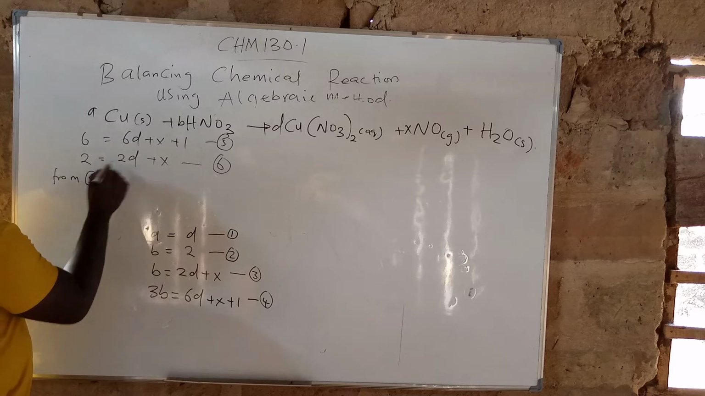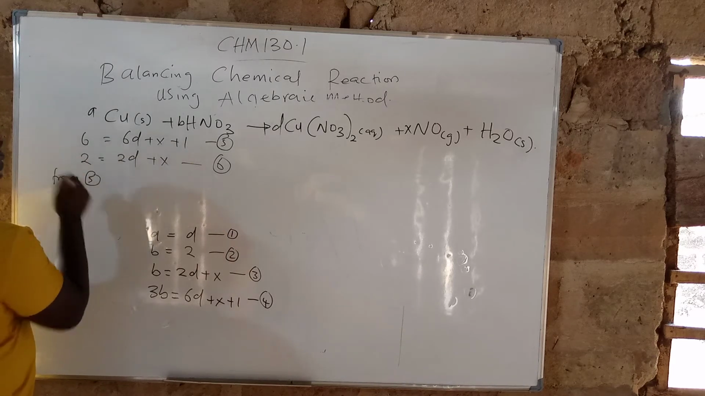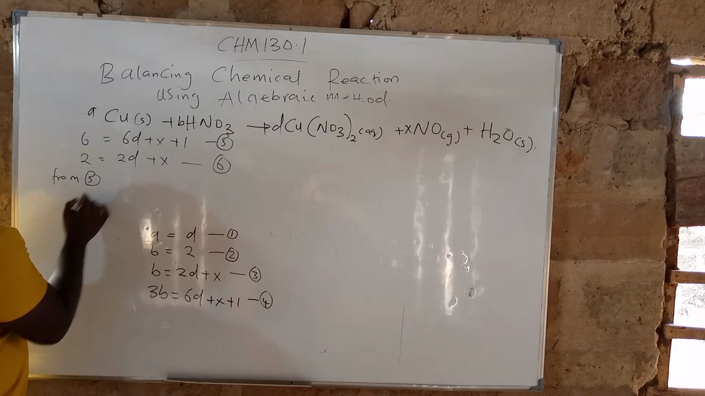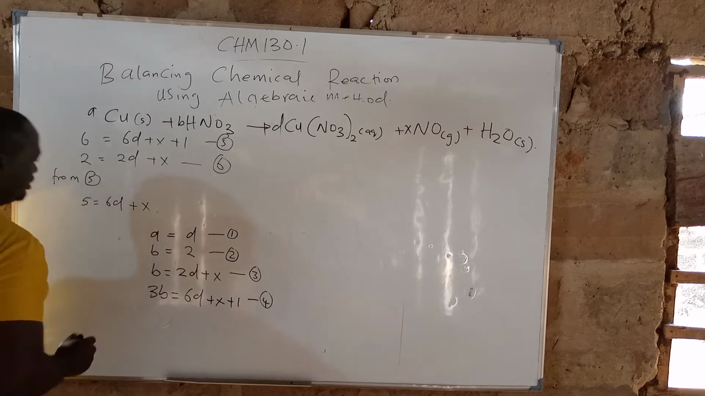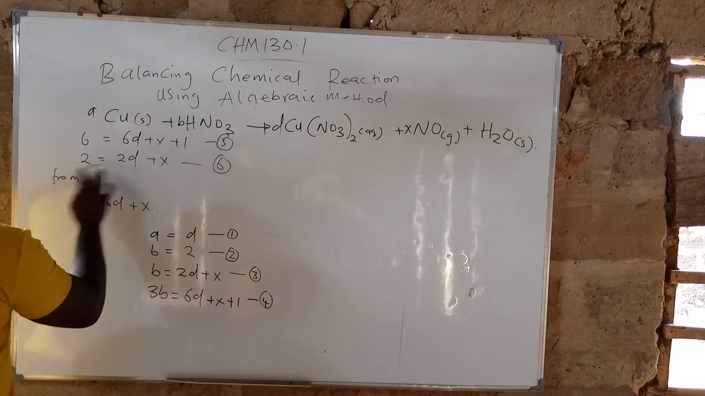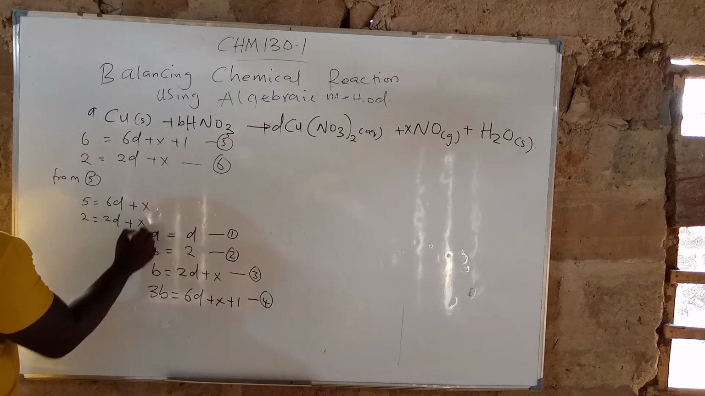From equation 5, I want to collect like terms, right? So if I collect like terms, I have something like this. I have 5 is equal to 6D plus X, right? So this is already okay. So I have 2 is equal to 2D plus X.